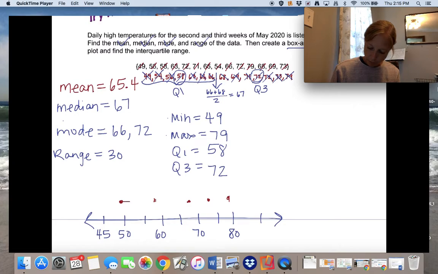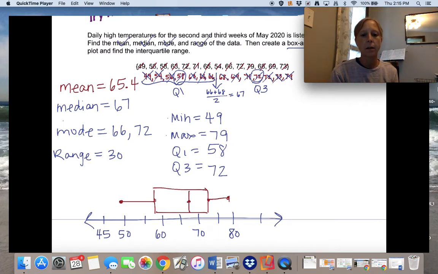I'm going to first draw my whiskers in from the edges, and then I know the rest of this is a box. I then draw a line just down my box to represent the median. So this is my box and whisker plot. It shows how spread out my data is.